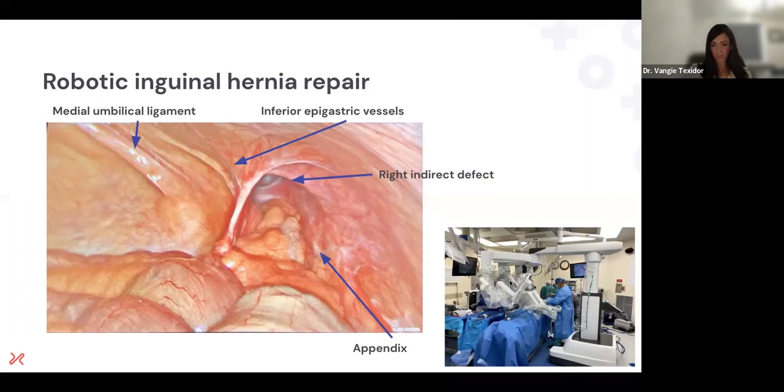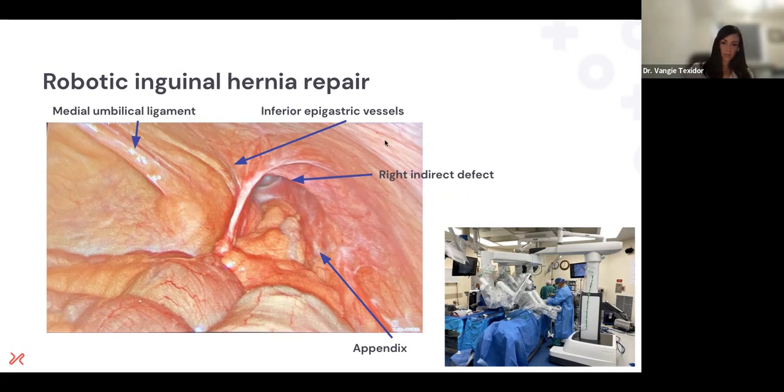So this is how we see them from the inside when I'm doing robotic surgery. This is the robotic setup here. I'm in the console already. And so here you have a right inguinal hernia. Here you have your bladder, your medial umbilical ligament. Here, if you see this depression, he's already probably starting to form a direct hernia, but it's not obvious yet. Here you have your inferior epigastric vessels. And then this hole here, that's your indirect defect. So that's what we're going through.